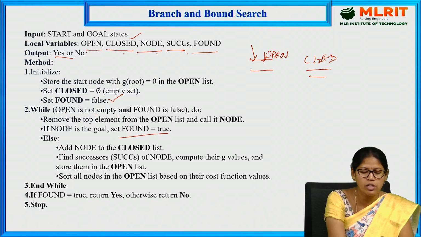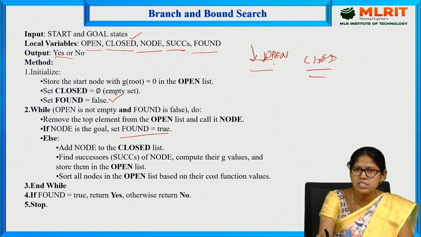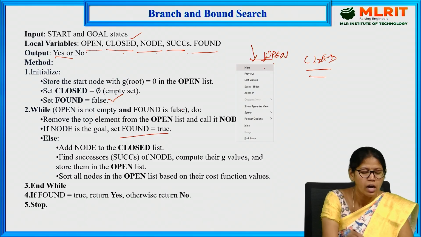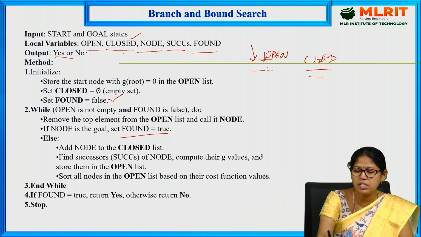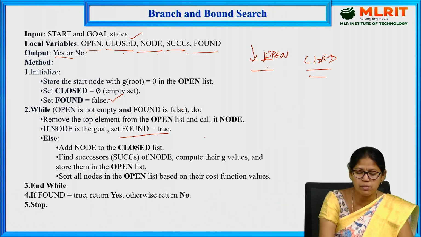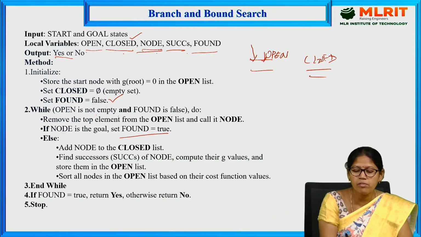So initially open is not empty, since it already contains the start node, and found is false. Then remove the top element from the open list. Whatever element is in the open list will be removed and called node. I already said that to pronounce it, we have taken node.